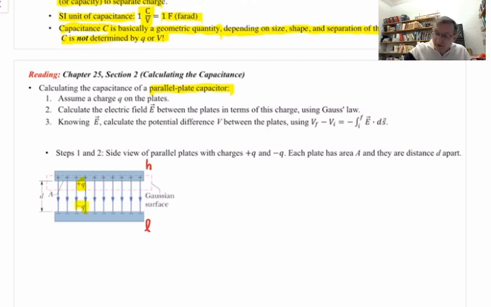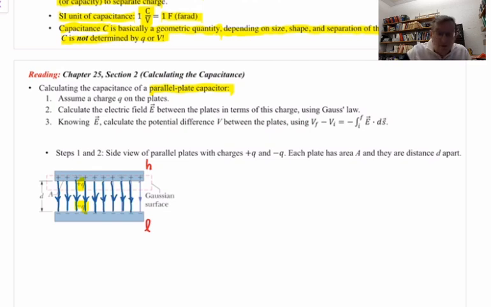And those two charge distributions are going to produce a nice uniform electric field away from the positively charged plate and towards the negatively charged plate. And that's what these electric field lines are showing.